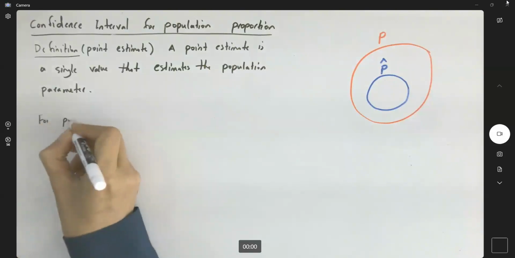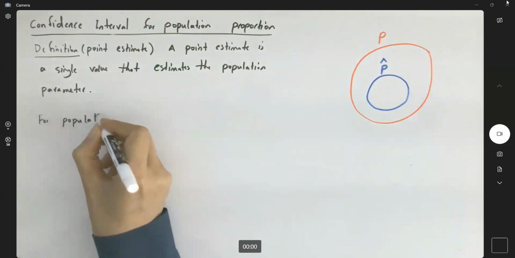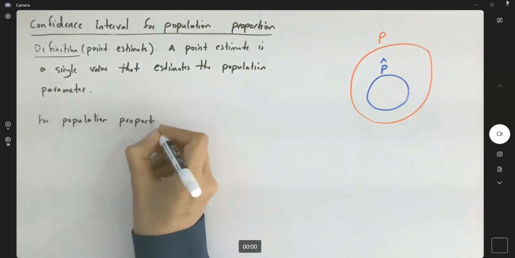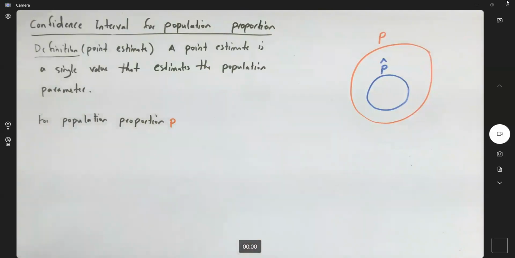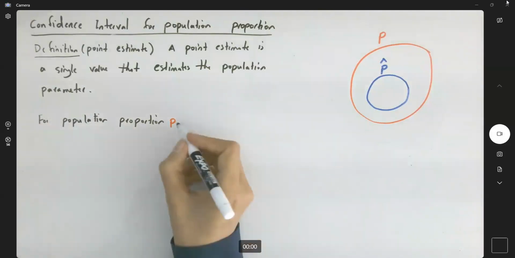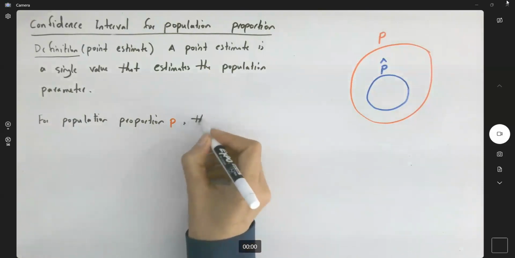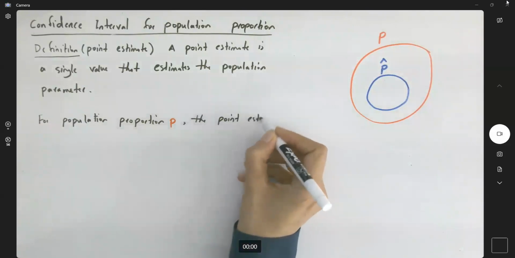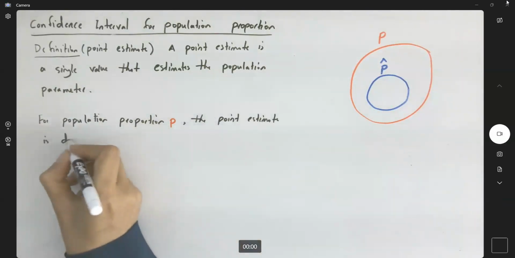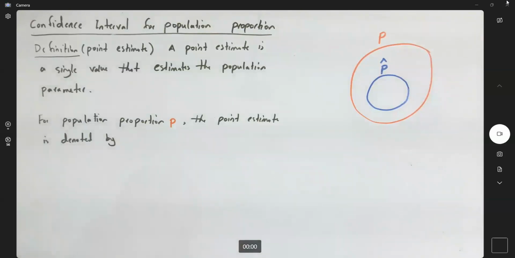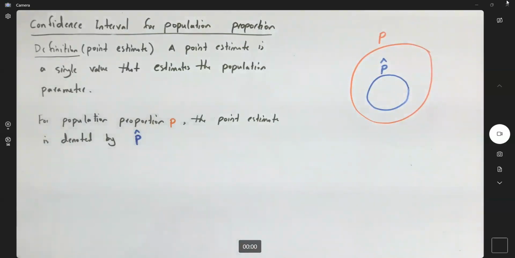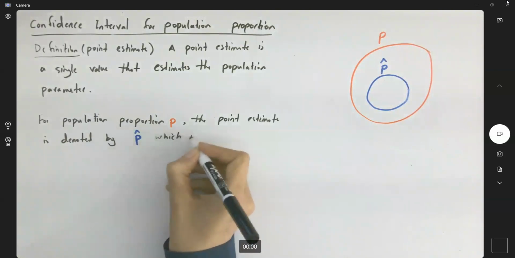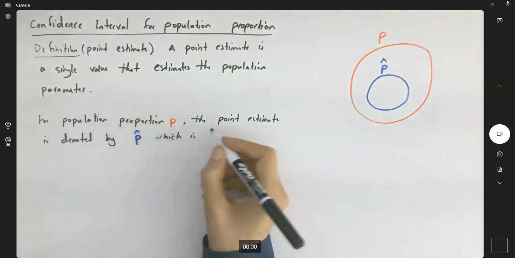For population proportion P, the point estimate is denoted by P hat, as I mentioned here, which is the proportion of successes in a sample.